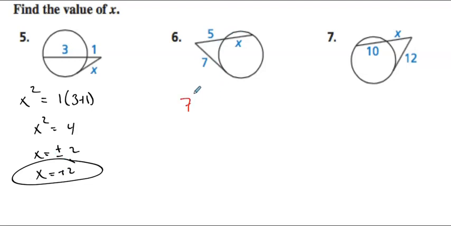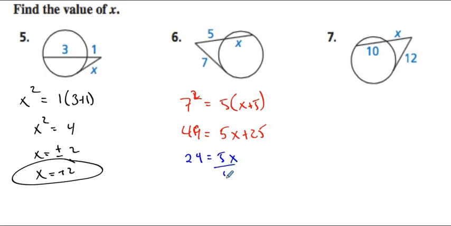All right, then you have 7 squared, right? That's the outside line, equals 5 times x plus 5. So 49 is equal to 5x plus 25. And subtract the 25 and you get 24 is equal to 5x, divided by 5, divided by 5, and x is equal to 24 over 5.